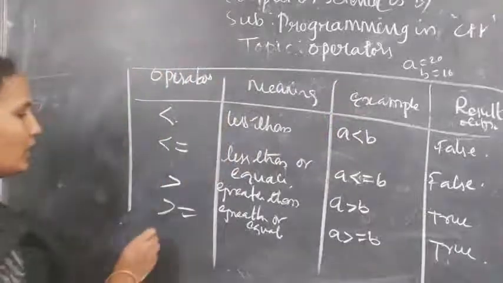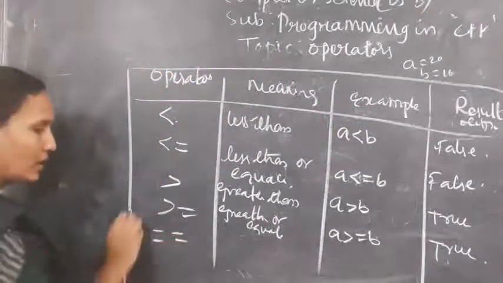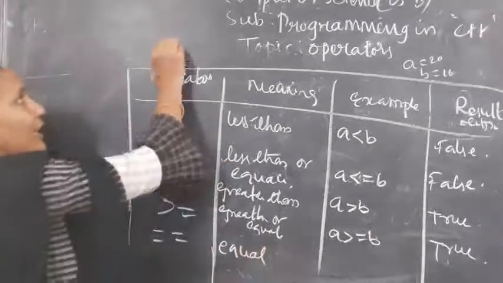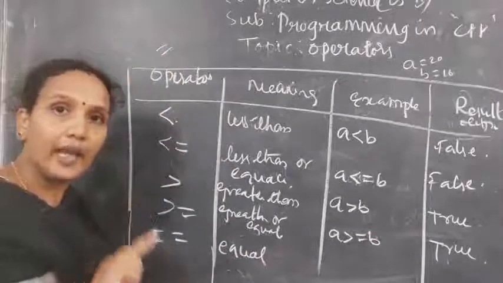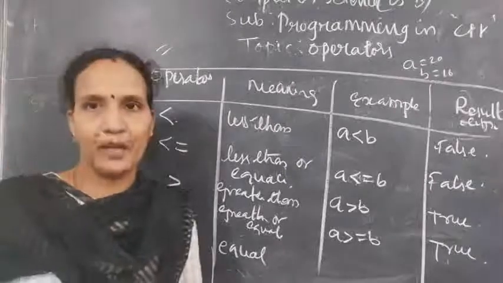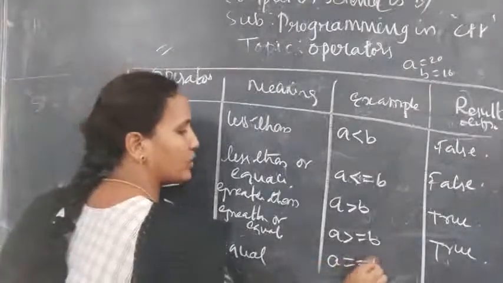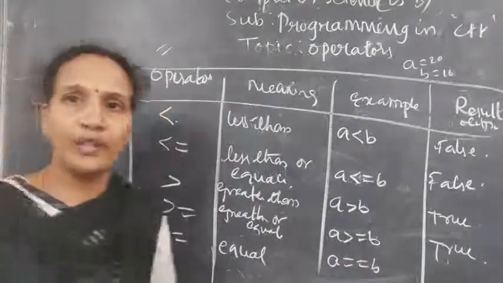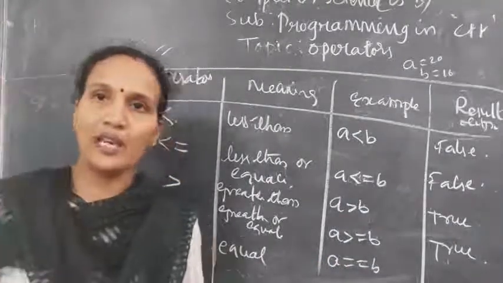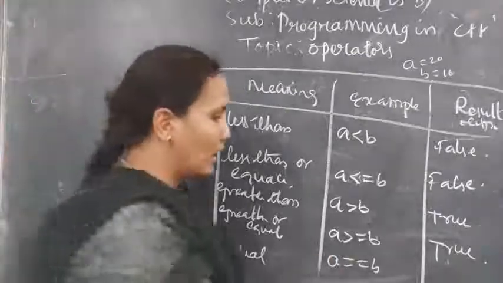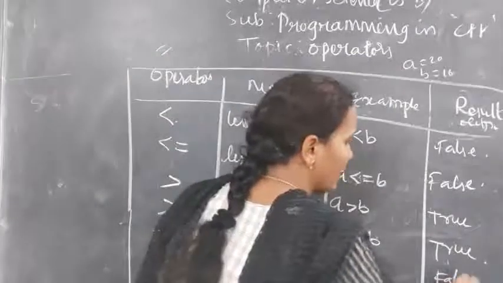Now double equals to. Single equals to is for assignment, and double equals to is for comparison. So here I am comparing A with B. A equals equals B: A value is 20, B value is 10. Both are not equal, A is greater than B. So again it gives a false result.